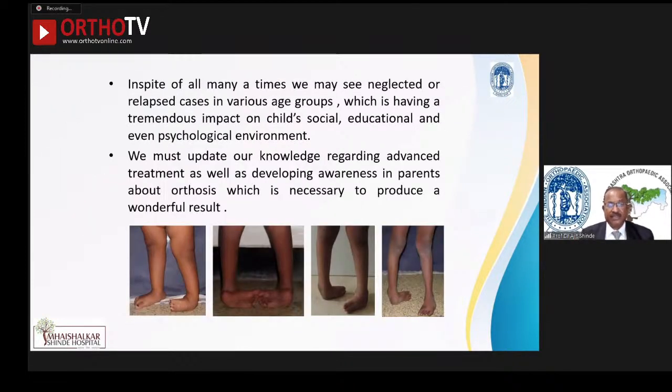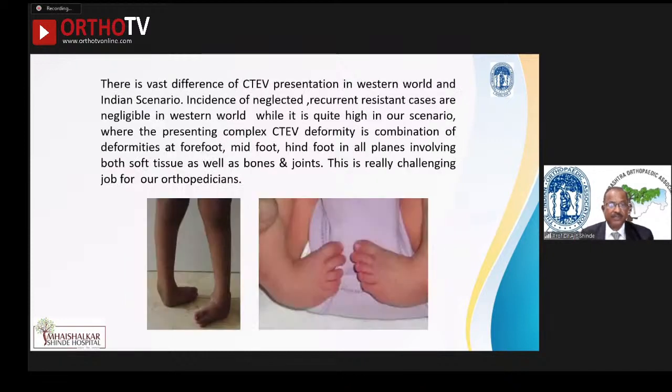If not responding, then surgical management may be required. In spite of all, many times we may see neglected or relapsed cases in various age groups, which have a tremendous impact on the child's social, educational, and even psychological environment. We must update our knowledge regarding advanced treatment as well as develop awareness in parents about orthosis, which is necessary to produce a wonderful result. There is a vast difference of CTV presentation in the Western world and the Indian scenario. Incidence of neglected, recurrent, resistant cases is negligible in the Western world, while it is quite high in our scenario, where the presenting complex CTV deformity is a combination of deformities at the foot, midfoot, and hindfoot in all planes, involving both soft tissues as well as bones and joints.